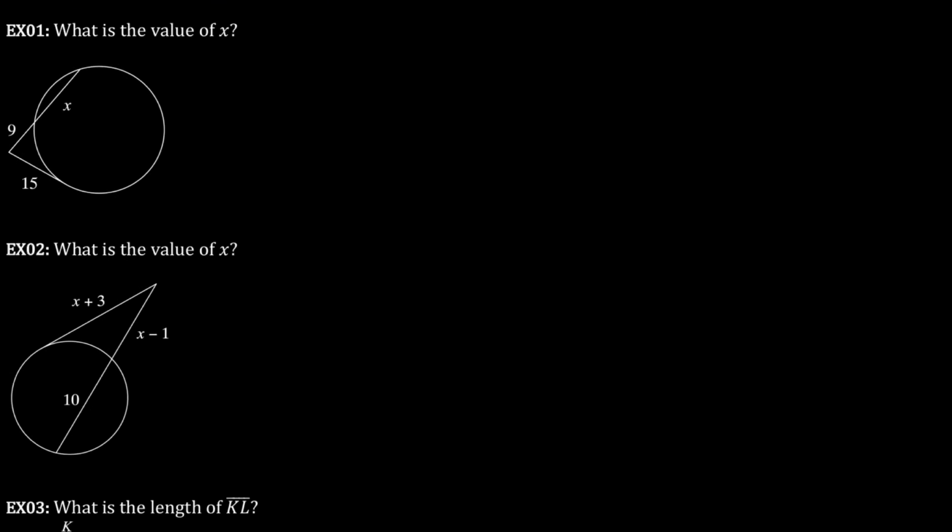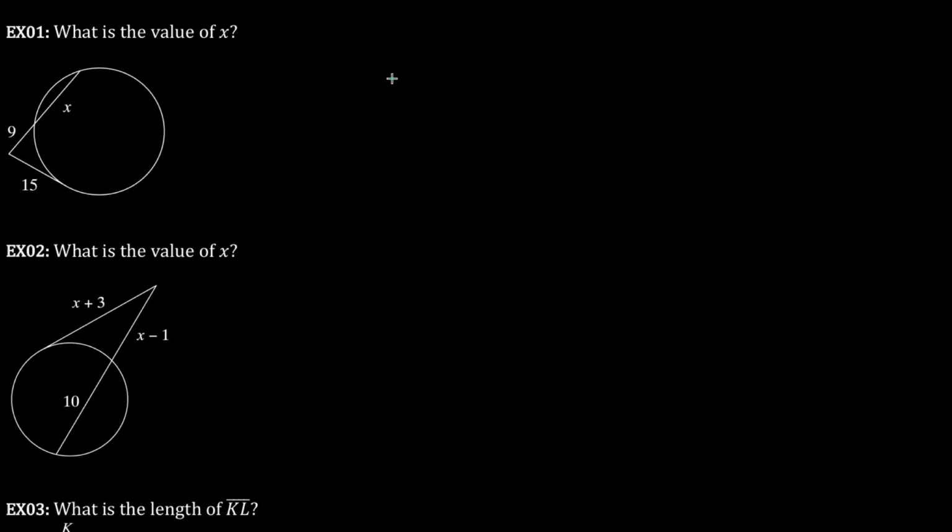Let's go ahead and use this. So right here, I'm going to say that 9 times 9 plus x is equal to 15 squared. So we get 81 plus 9x equals 225. You could have written 15 squared equals 9 times 9 plus x, but I just like having my x's on the left side, so that's why I put this part first.